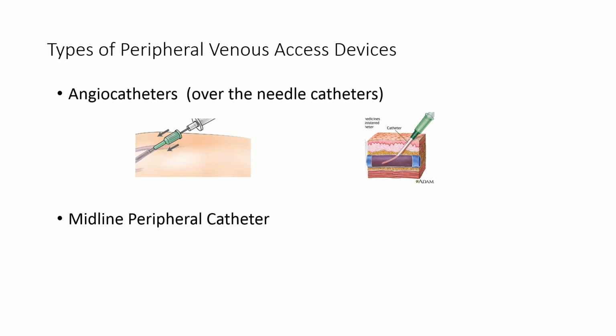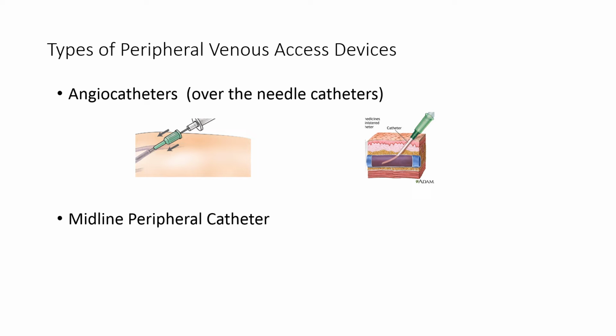Angiocatheters come in different colors and different sizes. This is referred to as the gauge. Different gauges are used depending on what fluids need to be delivered. The larger the gauge, the smaller the needle. Most commonly used is the 20 to 22 gauge catheter. For more rapid infusions and viscous solutions, you would use a 16 to 18 gauge needle.